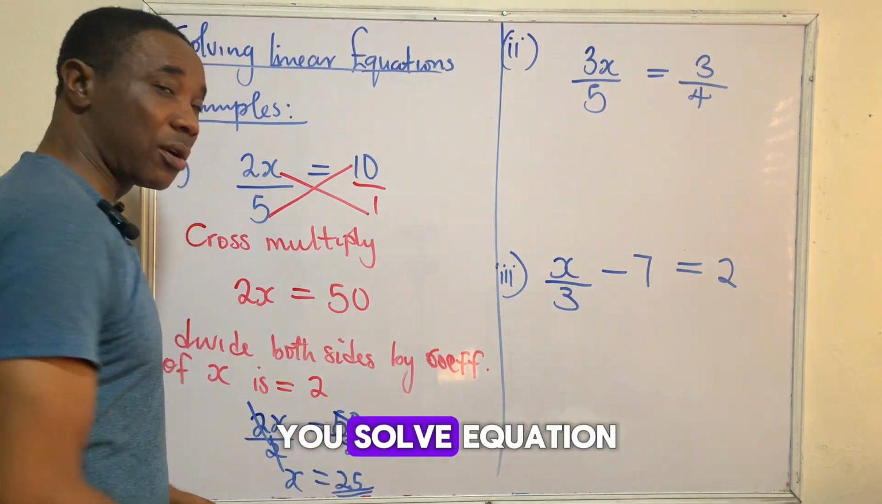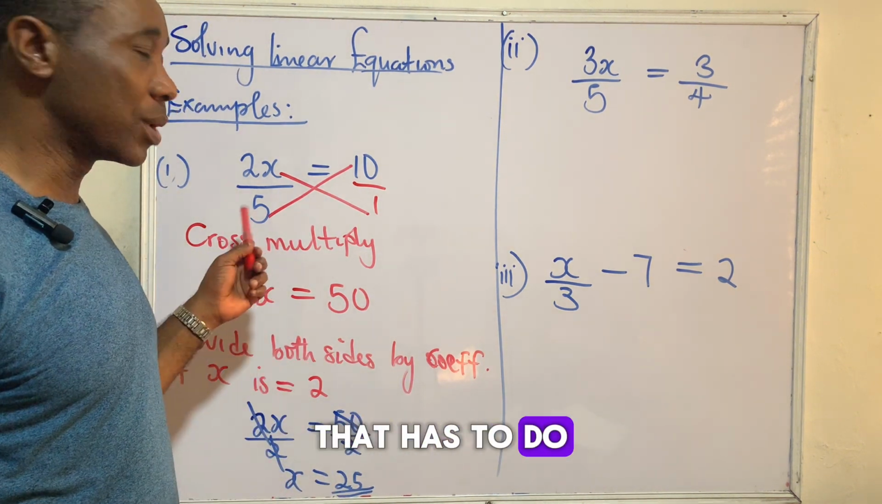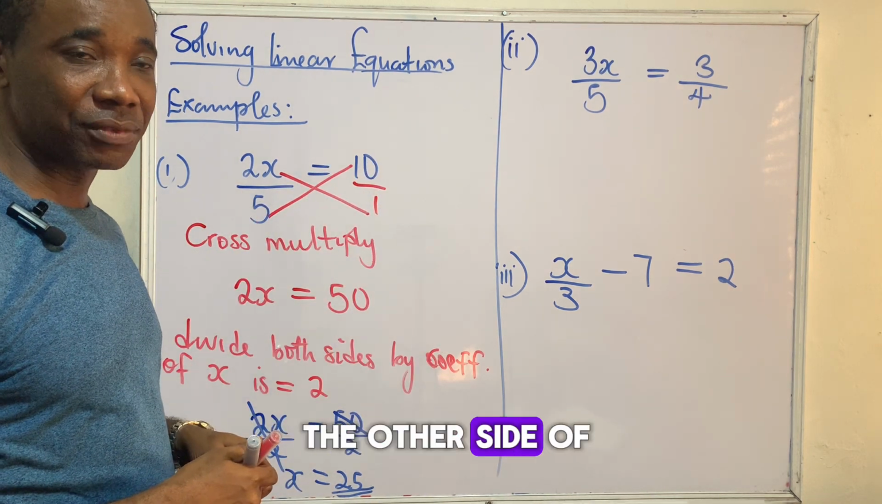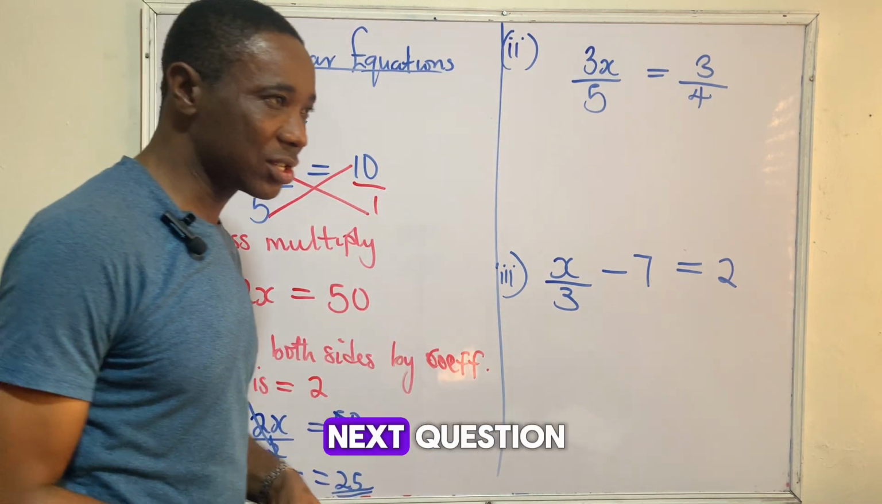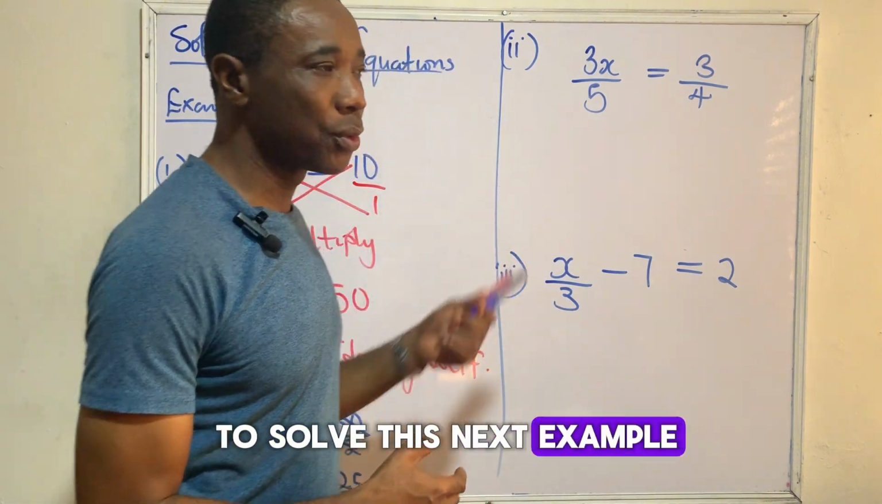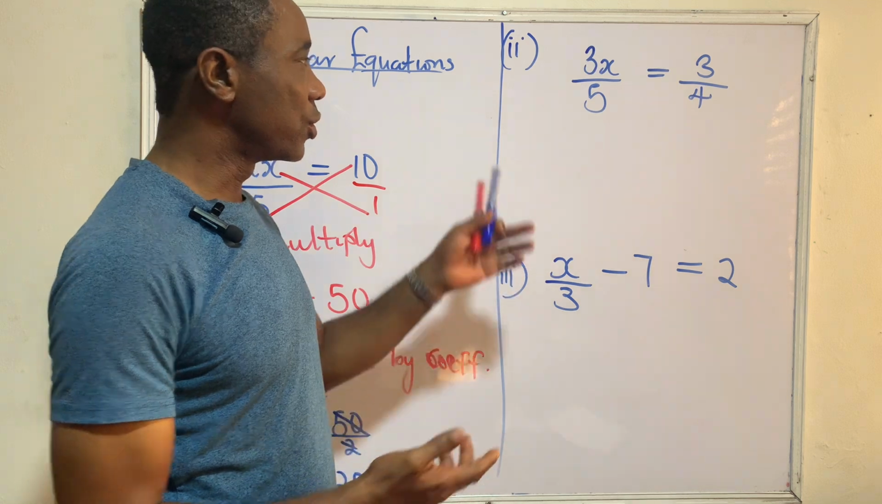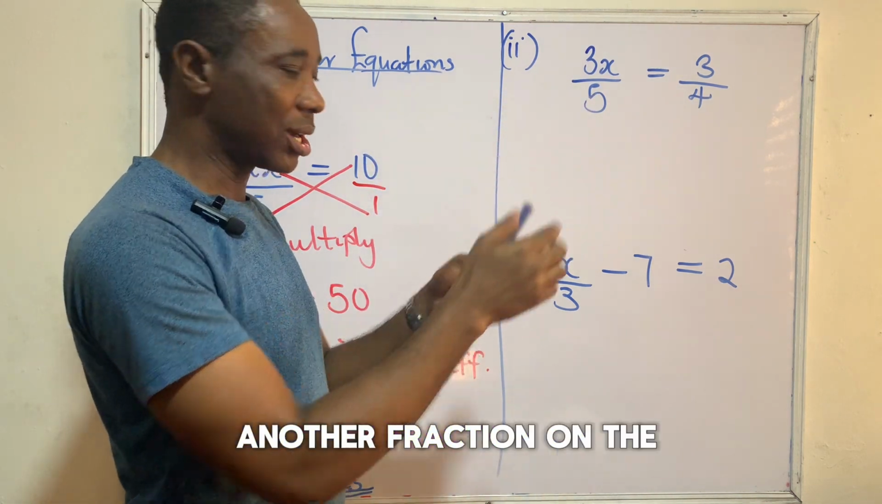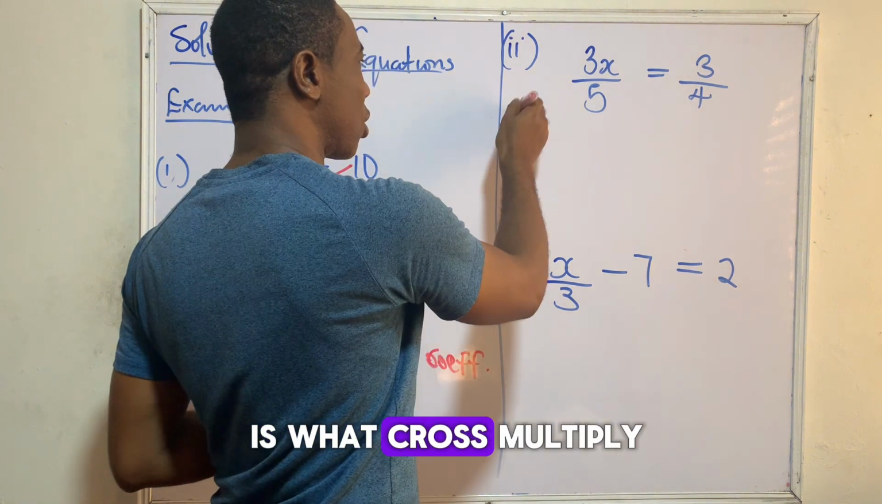So this is how you solve equations that have a fraction on one side of the equation and another fraction on the other side of the equation. Let's look at the next question, the next example here. Now, if you want to solve this next example, you apply the same procedure. You have a fraction on one side and another fraction on the other side. So the first thing is what? Cross multiply.